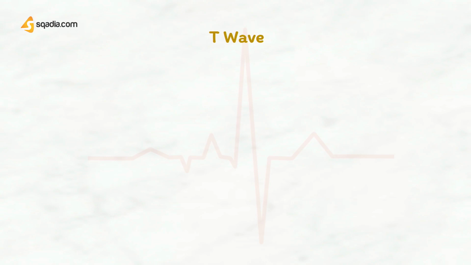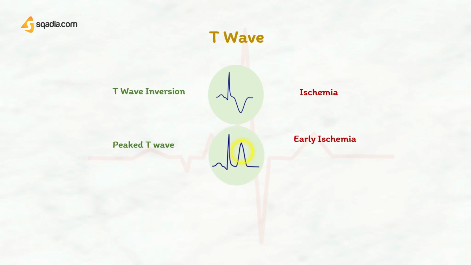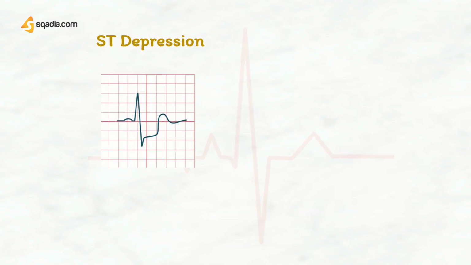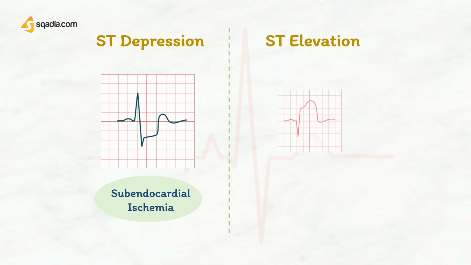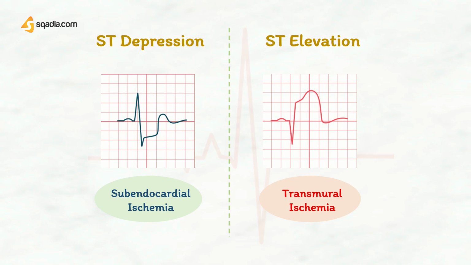And lastly, we look at the ST segments. The T waves are inverted in ischemia. The T waves are peaked in early ischemia or hyperkalemia, and they appear flat in hypokalemia. ST depression is seen in subendocardial ischemia, and ST elevations are seen in transmural ischemia.